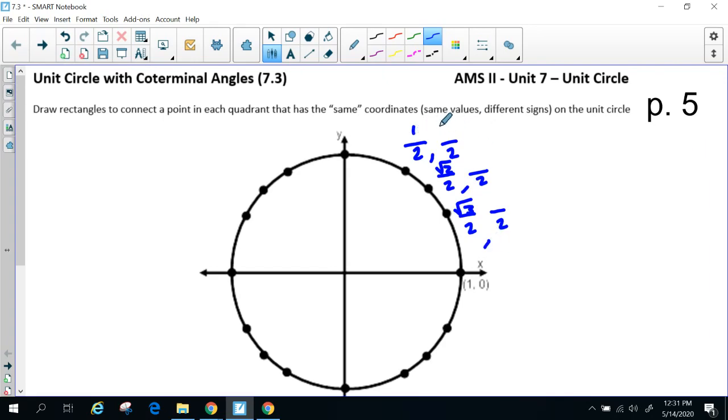And then we've got the opposite. So then it just flips. We go 3, 2, 1. So there's root 3 over 2, here's root 2 over 2, and there's 1.